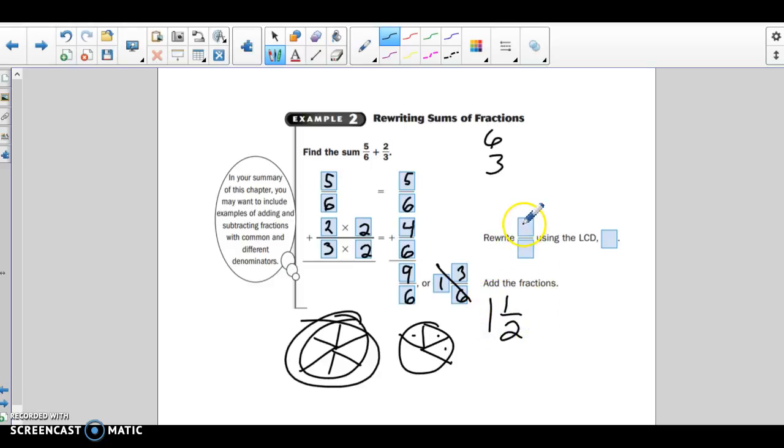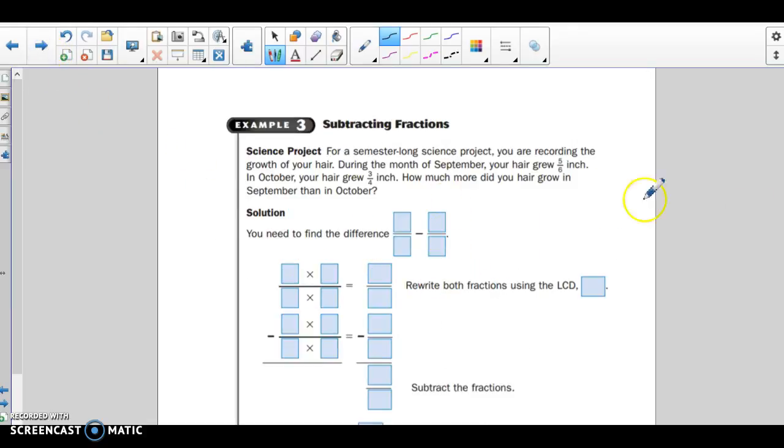So what we did is we rewrote 2/3 using the LCD of, I almost wrote 20. First mistake of the year. Okay, 6. What's the total answer? 1 and 1/2. 1.5.